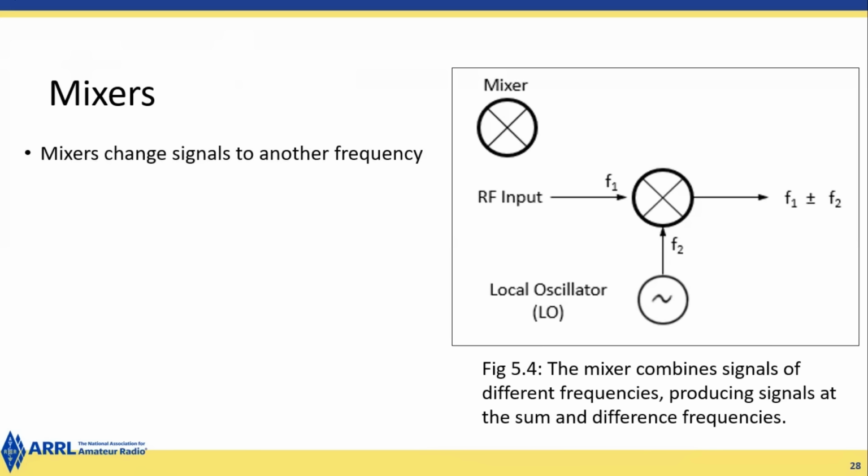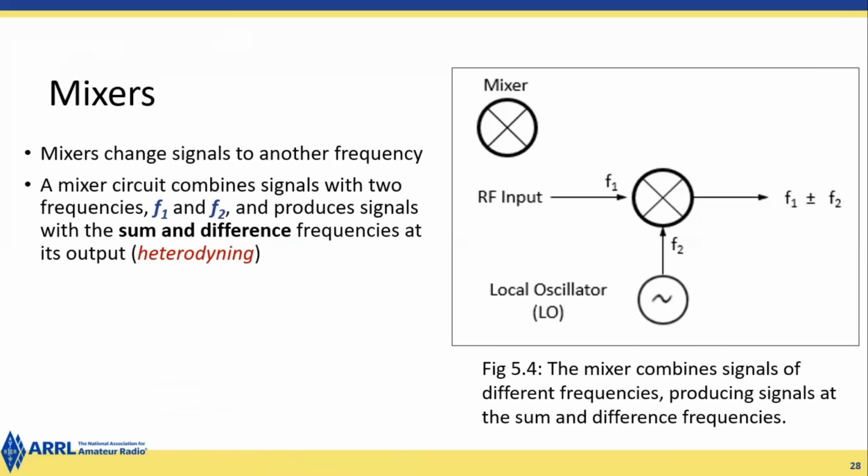Mixers can change signals from one frequency to another. A mixer circuit combines signals with two frequencies, F1 and F2, and produces signals with the sum and difference frequencies at its output. That's a term called heterodyning. For example, if I've got an F1 of 14.05 megahertz and an F2 of 3.35, I'm going to get the sum and difference of those two frequencies. So I would have a frequency of 14.053 and 14.026.